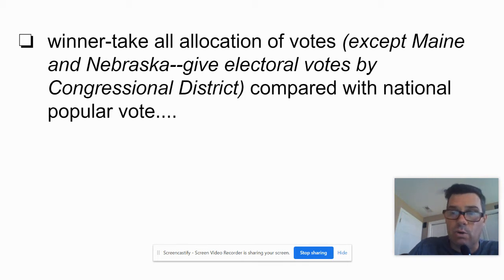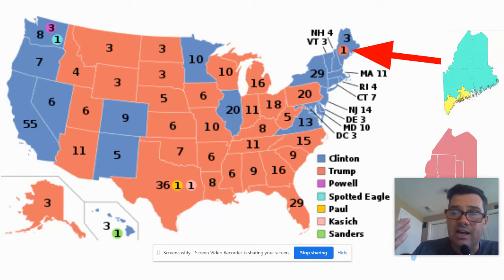So she wins New York, big. She wins California, huge. She wins these large population states, so she wins the popular vote, but she doesn't win as many states as Trump. Trump wins low population states, but wins a lot of them. In some states, he wins by small margins, like Pennsylvania, Michigan, and Wisconsin.